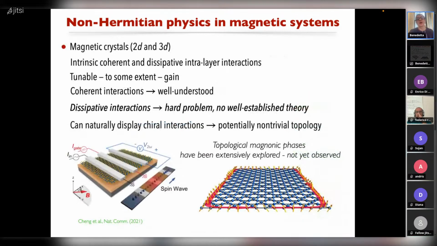So I will take mostly this type of setup as an example of how you can substantially build metamaterials using magnetic systems. But there are also magnetic systems that are more naturally occurring, such as magnetic crystals, and those are not effective one-dimensional models. They are 2D and 3D, and in this case, you don't have to engineer the coherent and dissipative interaction. They just come naturally within the structure. So that's an advantage. On the other side, since these interactions are occurring naturally, it's also harder to tune them.